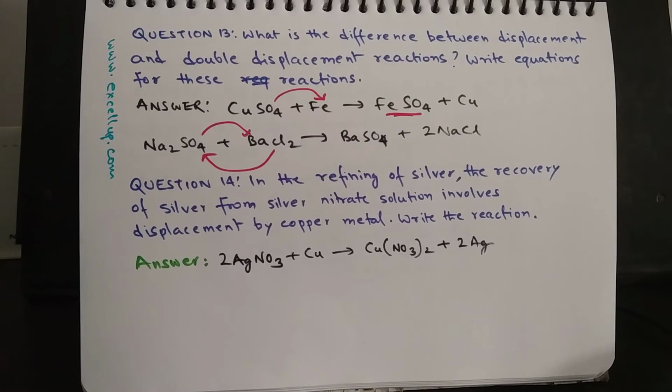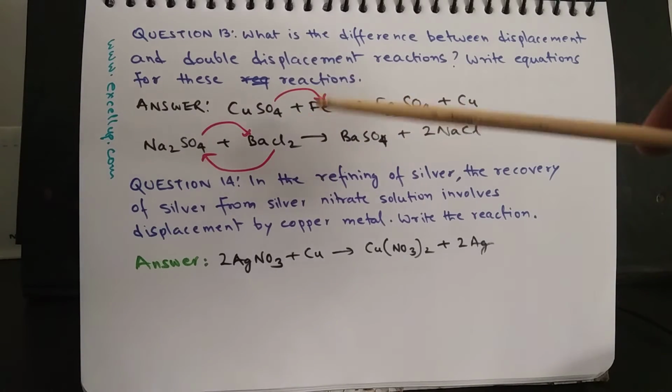Question 13. What is the difference between displacement and double displacement reactions? Write equations for these reactions. In a single displacement reaction, what happens? One metal displaces a radical from the salt of another metal. In double displacement, there is mutual exchange of radicals.